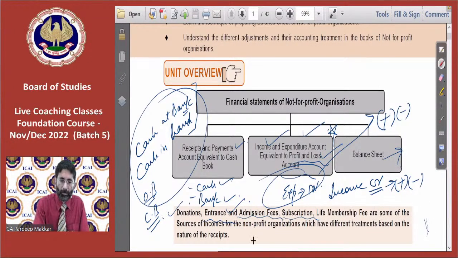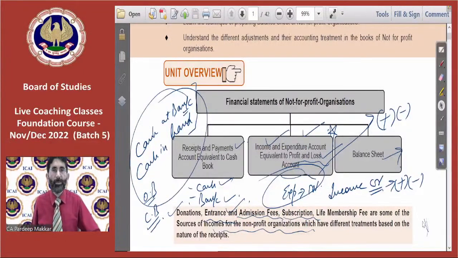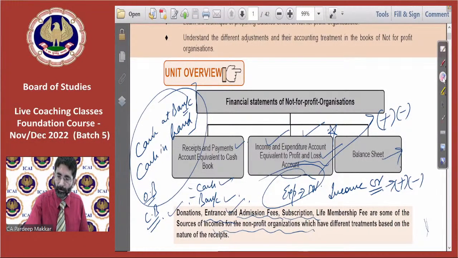Okay. So these are the sources of income of a non-profit organization, which have some different treatments. But the concept remains the same, and the treatments are not too different or too typical. It is comparatively very easy and understandable once you understand the concept of final accounts, whatever we have studied in our previous chapter. Let's see further.